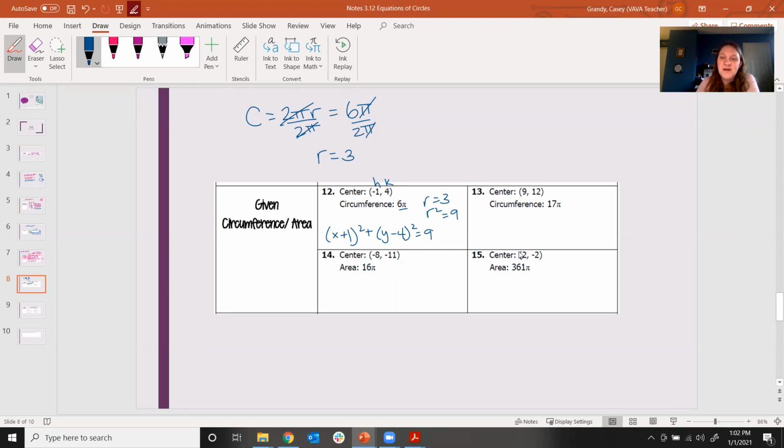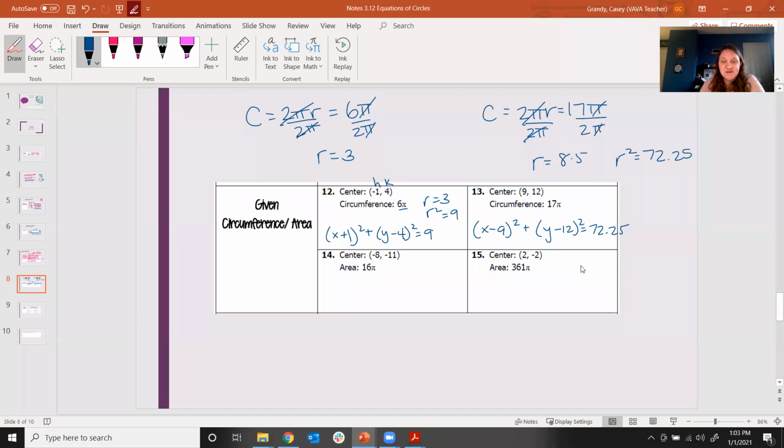Okay. Go ahead and try number 13. It's a very similar process. Try number 13. So your equation for this circle should say x minus 9 squared plus y minus 12 squared equals 72.25.